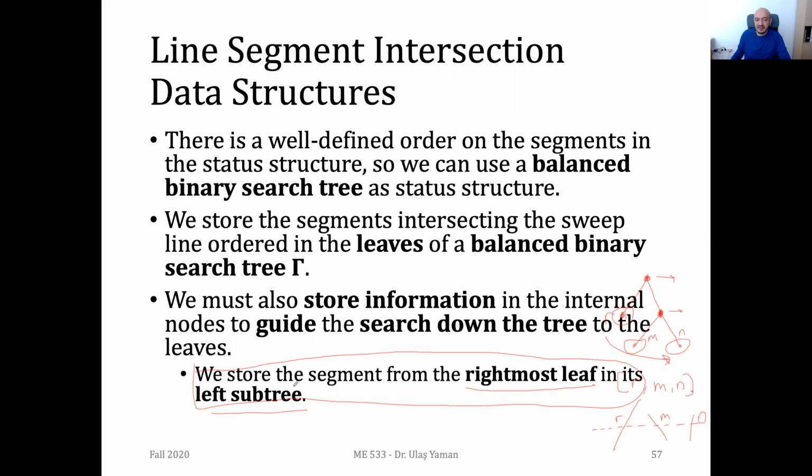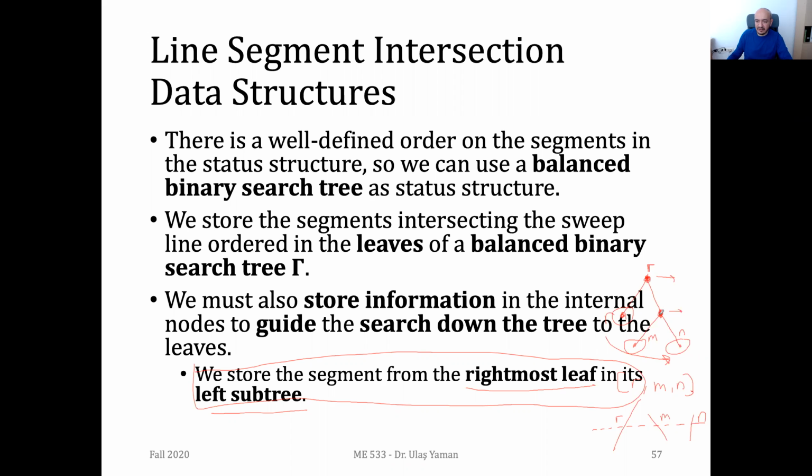So what it says is that you should be storing a segment from the rightmost leaf in its left subtree. So let's focus on this topmost internal node. According to our rule, we should be storing the value of the rightmost leaf from its left subtree. What is the left subtree of this node? It is here, this part. This is the left subtree. And what is the rightmost leaf here? Obviously, this is R. So I need to store the R value into this internal node.